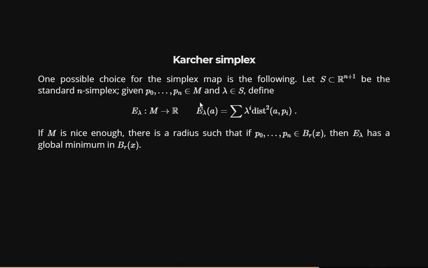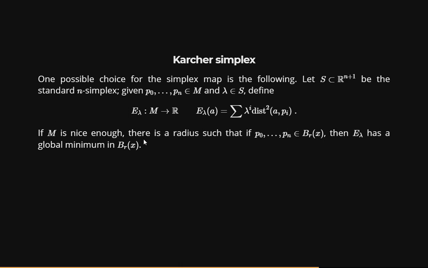Now, if you try and solve this optimization problem in R^n with some n+1 points, the minimum will be the point with coordinates lambda 0, ..., lambda n with respect to P0, ..., Pn. So it will be lambda 0 P0 plus lambda 1 P1 plus lambda 2 P2 plus ... plus lambda n Pn. It will be the convex combination of P0, ..., Pn with coefficients lambda 0, ..., lambda n. This will be the minimum.